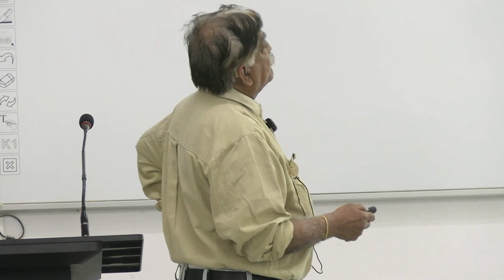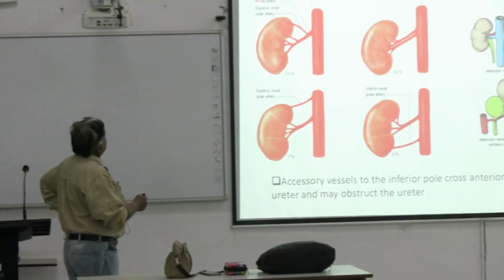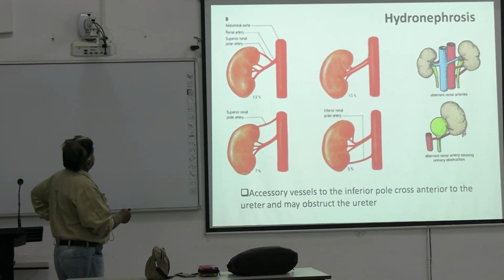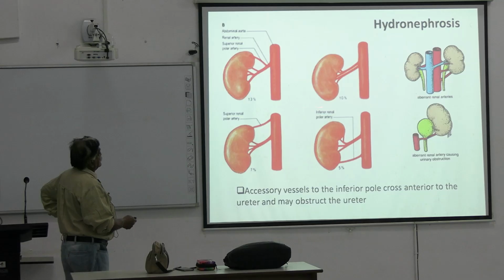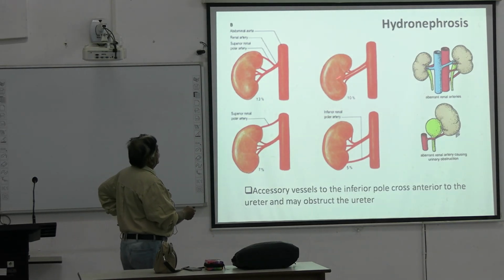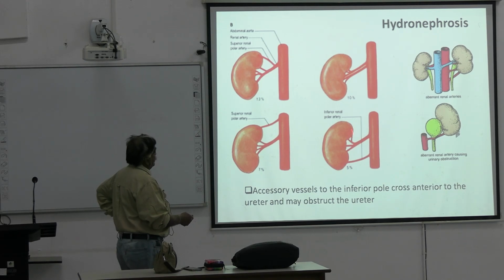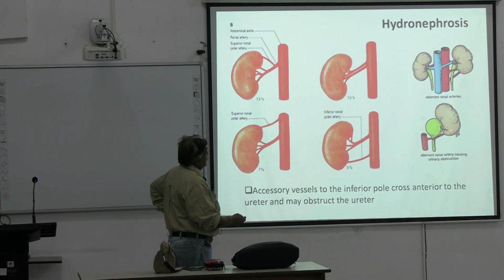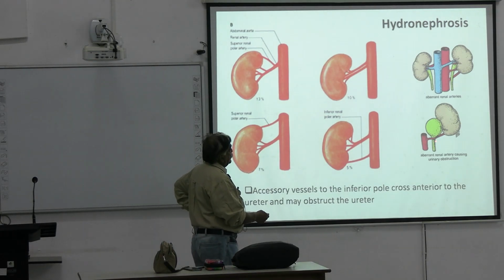Now, hydronephrosis. This is the abdominal aorta, this is the renal artery, and in the superior pole there is a branch, and this is the 13%, 10%. These are the differences in the types of blood supply of the kidney. Accessory vessels to the inferior pole cross anterior to the ureter and may obstruct it. It goes in the anterior part, and the ureter is compressed by this artery, causing urinary obstruction.